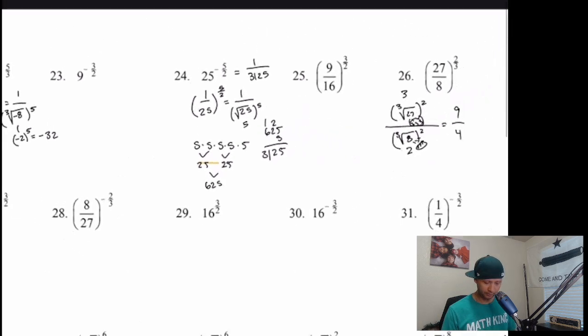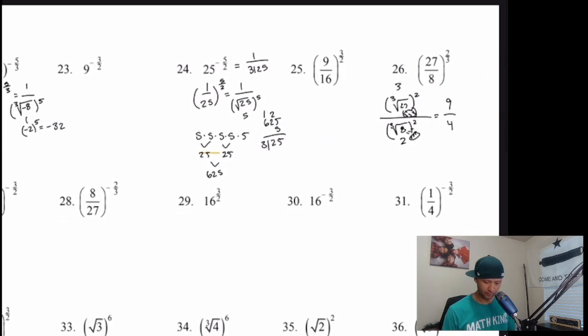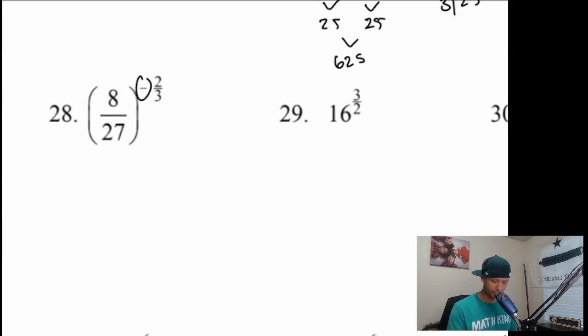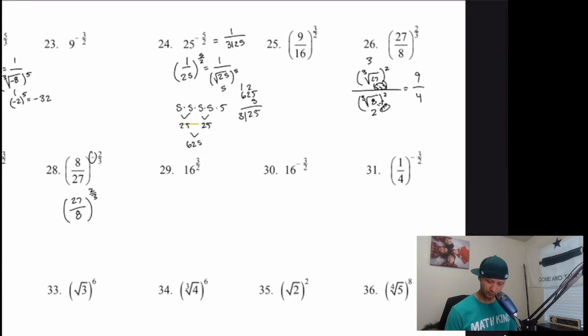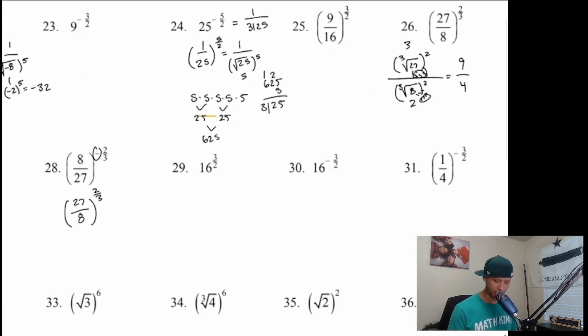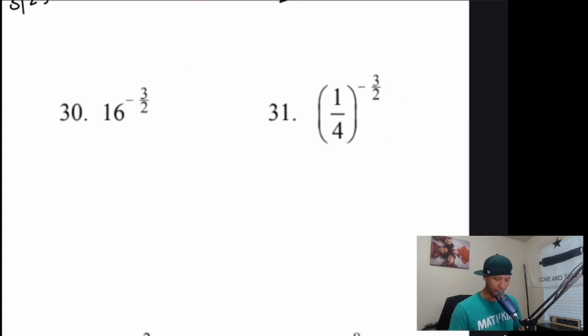All right, 28 is interesting. The negative is going to flip it to 27 over 8, which is basically the problem we just did. So 9 over 4. That's nice. It's nice when that happens. Okay, number 30. So I guess the question comes up, do you have to flip the number first, right?